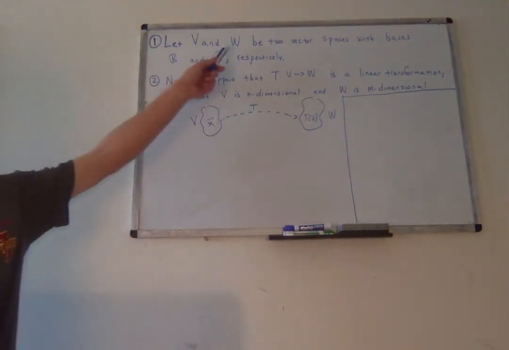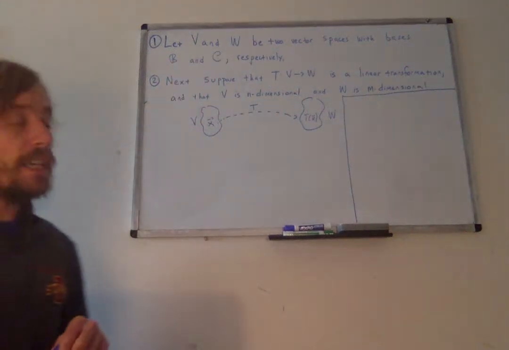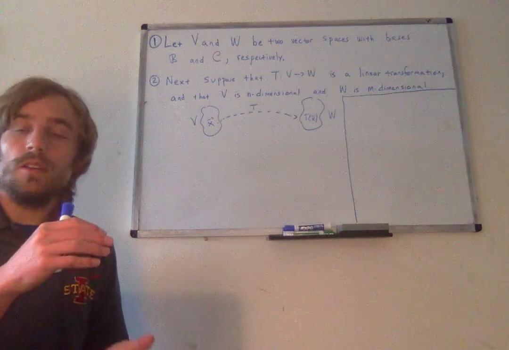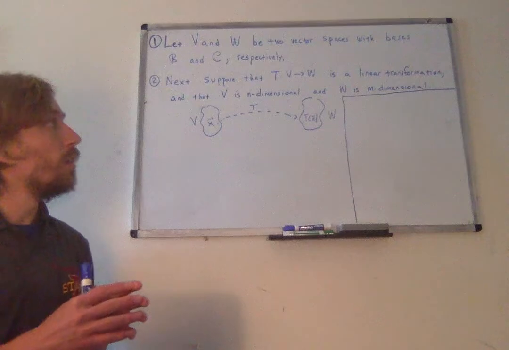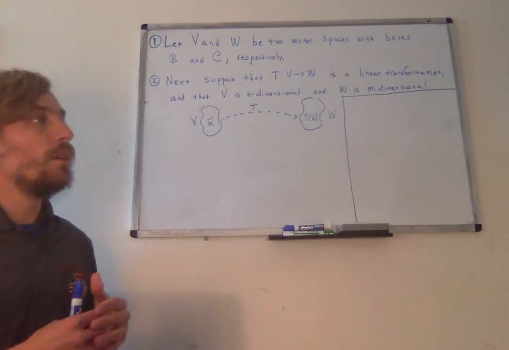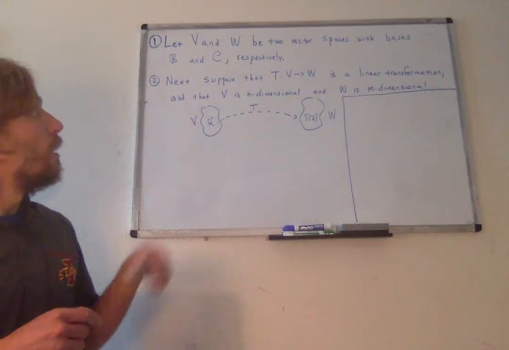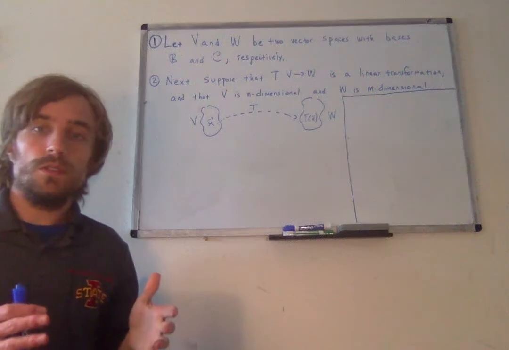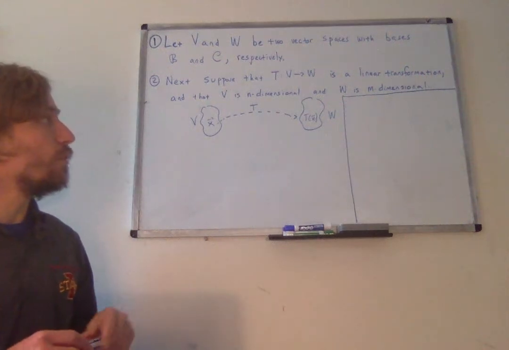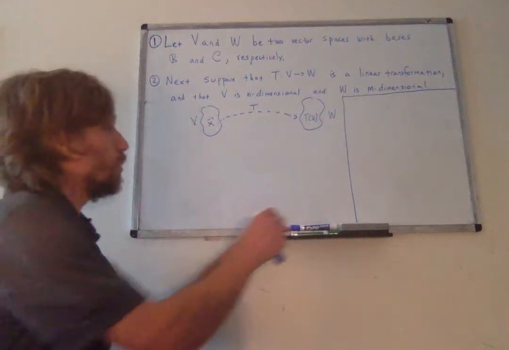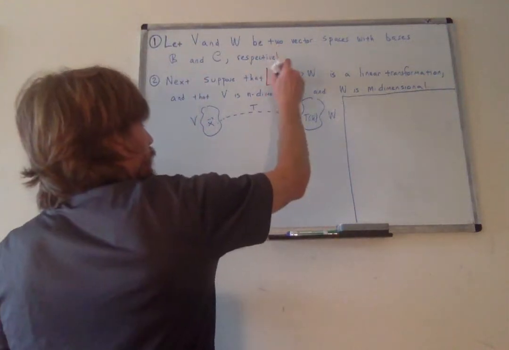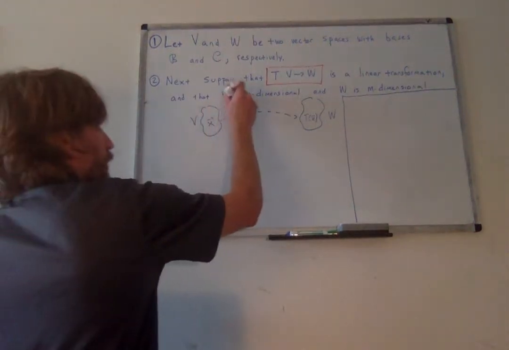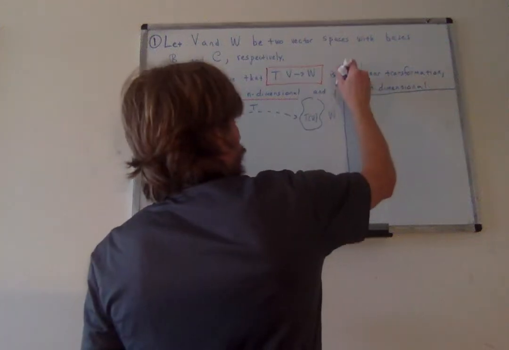So I'm assuming we have two vector spaces V and W. And again, we're not assuming these vector spaces to be the standard Rn, Rm style vector spaces. They could be anything: polynomials, matrices, anything. And we're going to assume that B is a basis for V and that C is a basis for W. So we've each got bases attached to these two vector spaces. And next, we're going to assume that T is a linear transformation mapping V to W, and also that V is n-dimensional and W is m-dimensional.